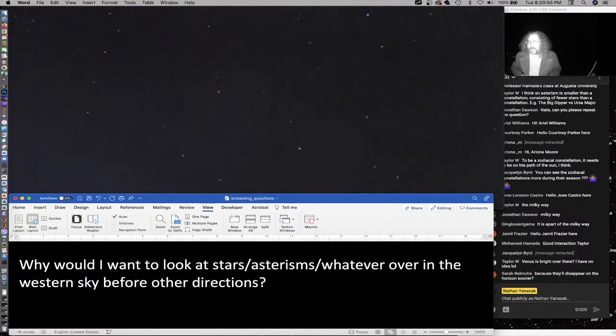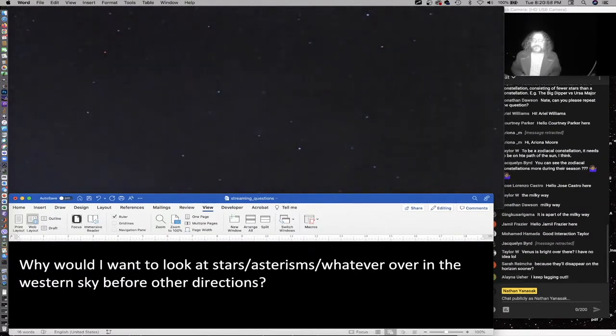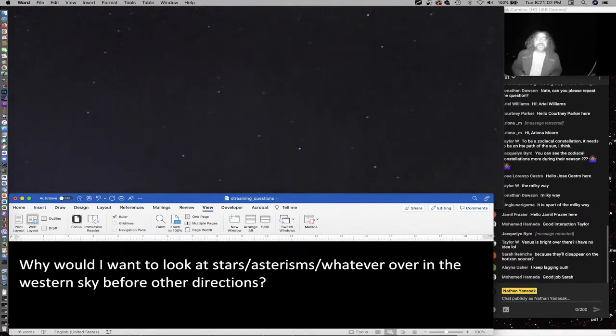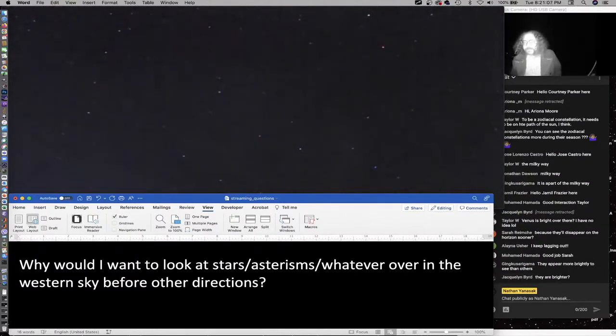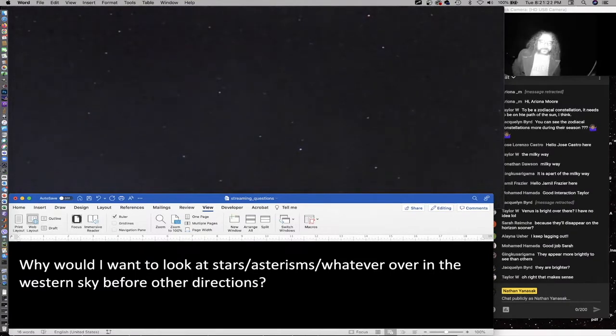Right, look, Sarah got it right. Because they disappear on the horizon sooner, because everything is setting in the west, right? So the sun sets in the west because of the rotation of the earth. Of course, the sun wasn't moving. And so the night sky in the west is going to go down, right? And we won't see them anymore. So I want to grab some constellations over here first, and then we can move on to some others.